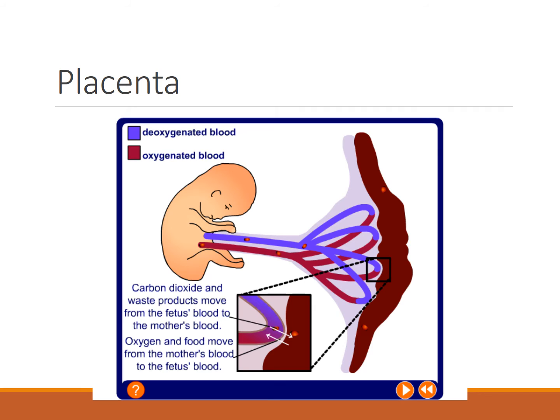But you've also got to take waste product away from that fetus. So you've also got waste products, so carbon dioxide and waste products, and they're carried away from the fetus to the placenta. Okay, so we're going to actually have a look at a bit more detail at what that looks like. So carbon dioxide and waste products move from the fetus's blood to the mother's blood, and then oxygen and food move from the mother's blood to the fetus's blood. Okay, and that's what it looks like.